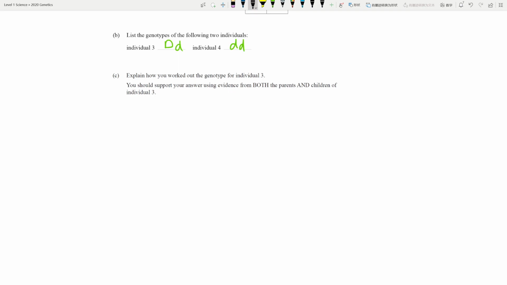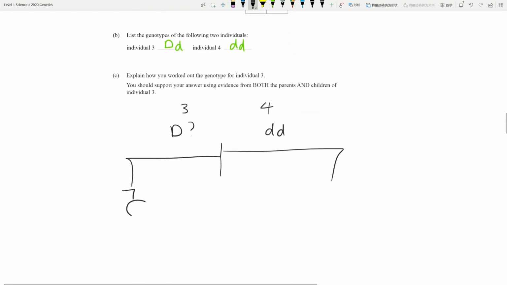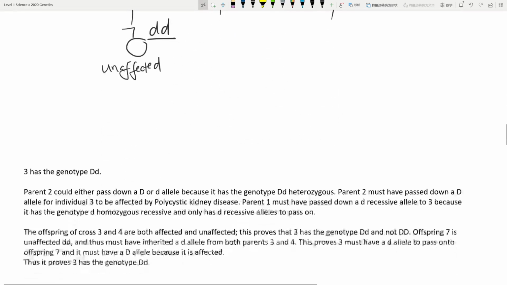Let's use a different color pen. So we know number 4 is small d, small d. Number 3 has a capital D question mark, and then they have children. And we don't care about 8 and 9. We look at number 7. If you look up here, number 7 is unaffected, which means number 7 must be small d, small d. So in order for number 7 to have a small d genotype, this is not a question mark anymore. This has to be a small d. Okay, and that's pretty much how you figure it out, and how you explain it is over here.